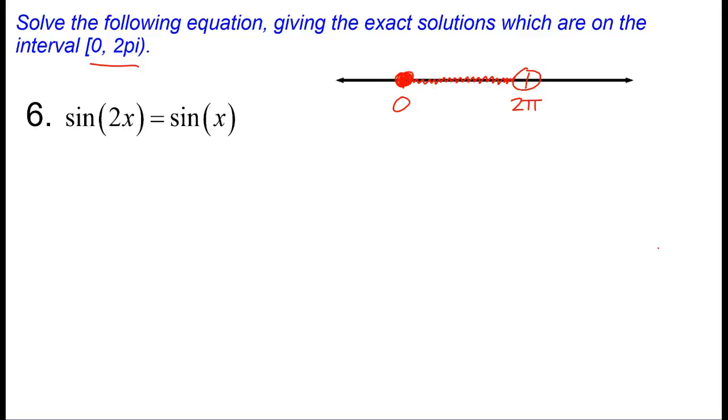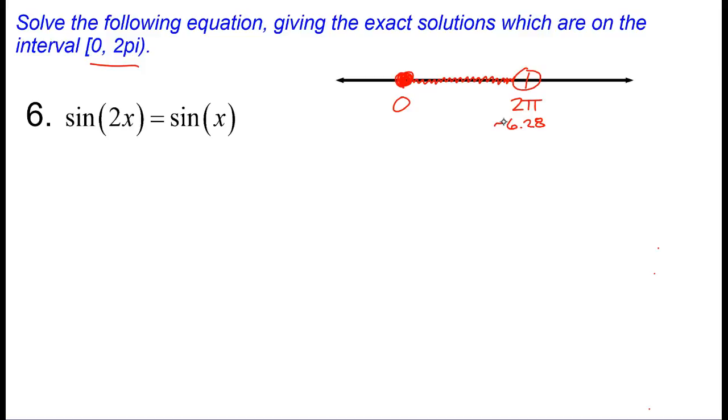And if you come up with a solution that's, let's say you come up with a solution that's 7. Is that number a valid solution? Well, the answer is no, it doesn't fall on this interval because 2 pi as a decimal is approximately 6.28. So use this as kind of a guide to figure out if you're on the right track or not. But let's get going here with number 6.